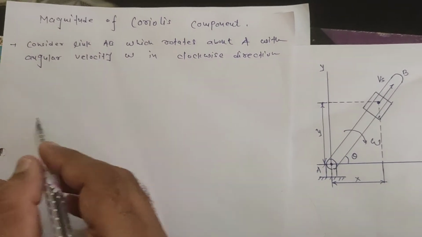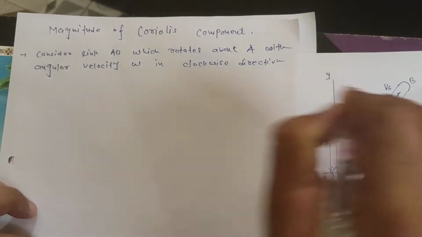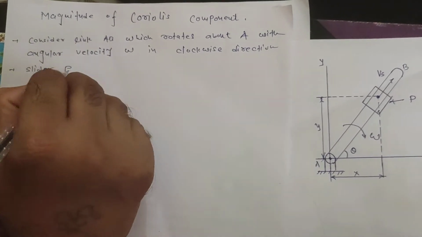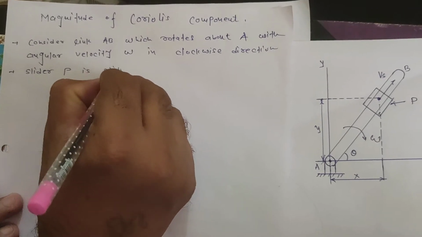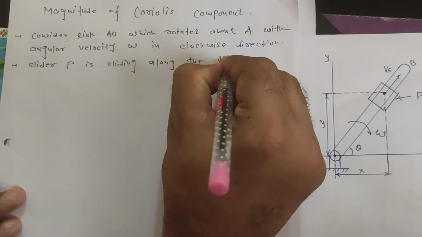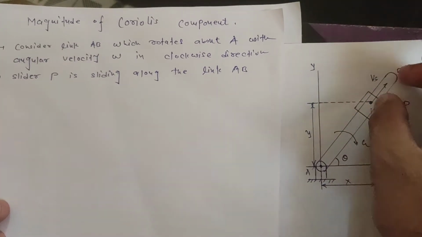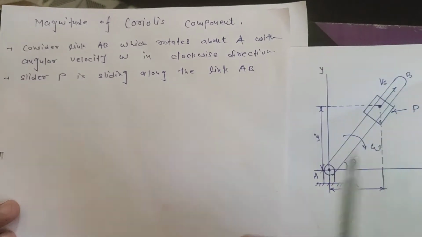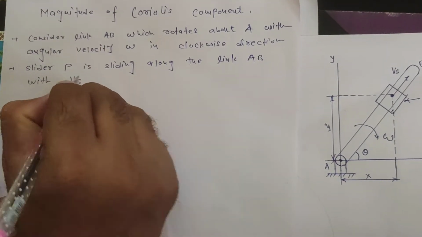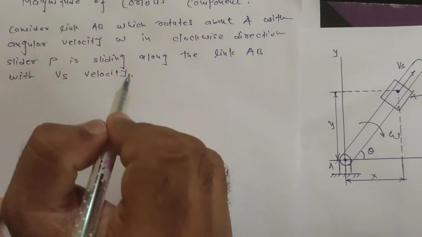Another part is the slider P. This is the slider P, and the slider P is sliding along the link AB. It may move on the link AB with a velocity Vs, that is the velocity of the slider.